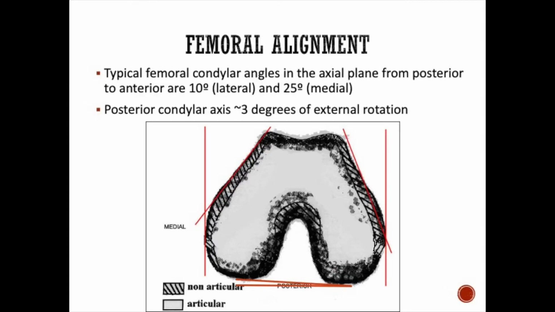So when we look at the distal femur head-on, when the knee is flexed, the typical femoral condylar angles in the axial plane from posterior to anterior are 10 degrees on the lateral side and 25 degrees on the medial side, with the posterior condylar axis, defined as the slope of the posterior femoral condyles with respect to a horizontal line, about 3 degrees of external rotation.